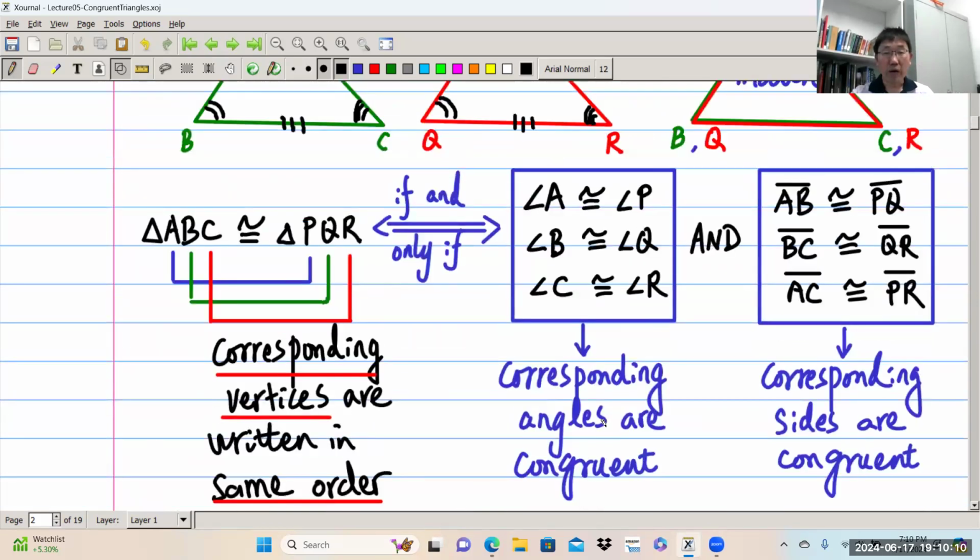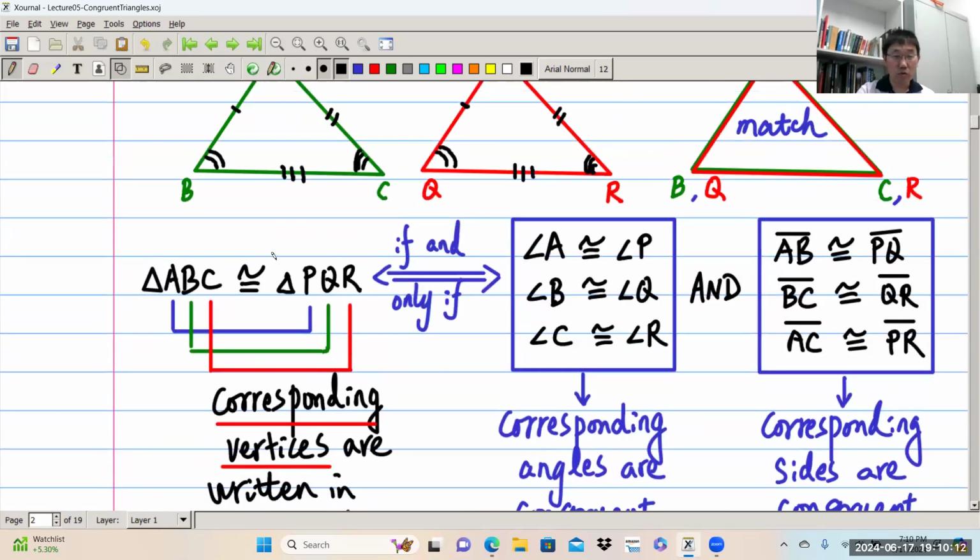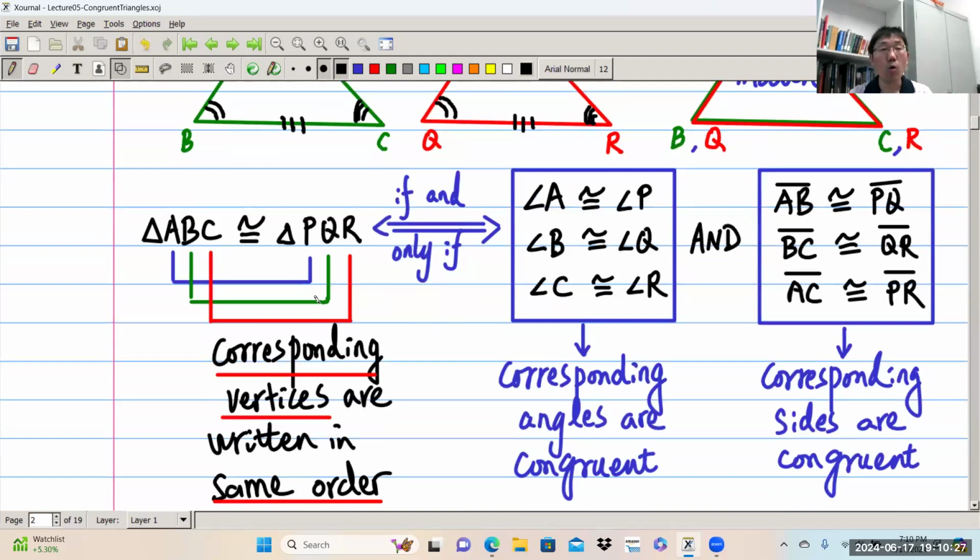Now, how to write down the congruency of the two triangles? This is the way you write the congruency, right? This symbol reads "is congruent to." So we have triangle ABC is congruent to triangle PQR. Now I want you to pay attention to the order of vertices in these two triangles.